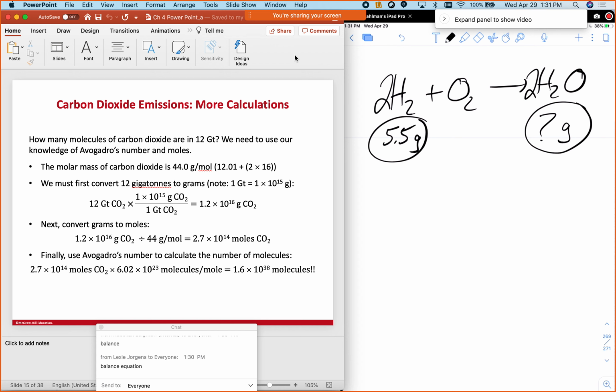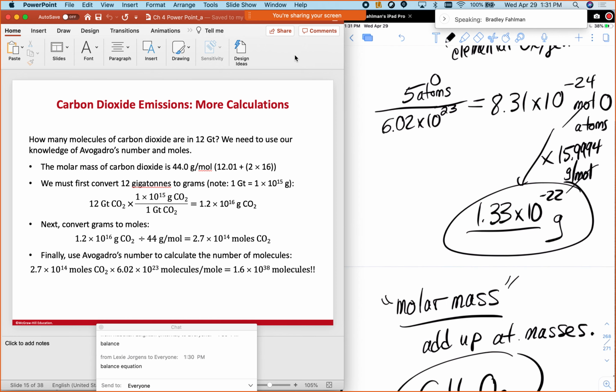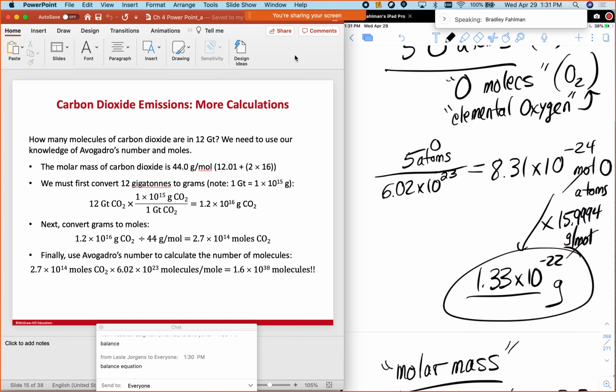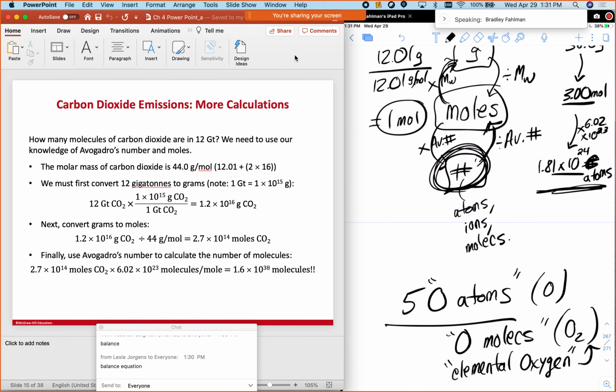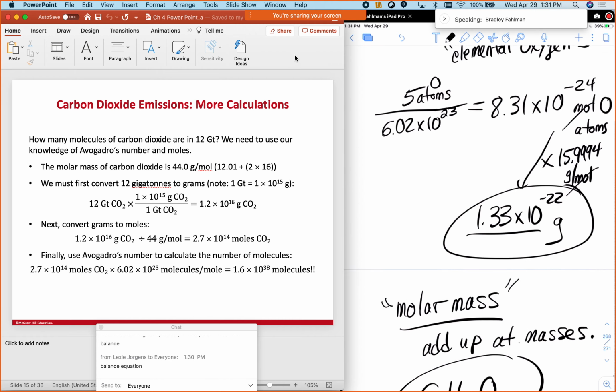So then what's your second step? Your red flag in these questions is if you have grams of something, you can convert that to moles. Right? So if you have grams, you can go to moles.